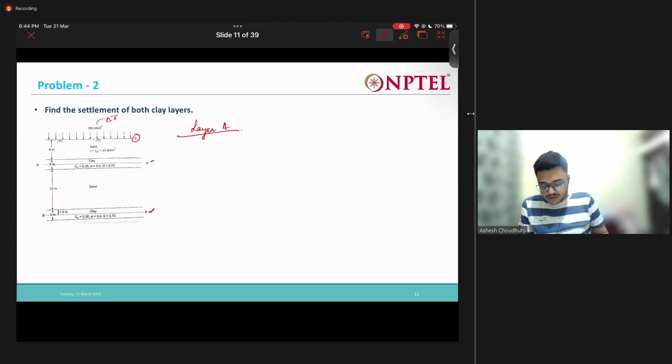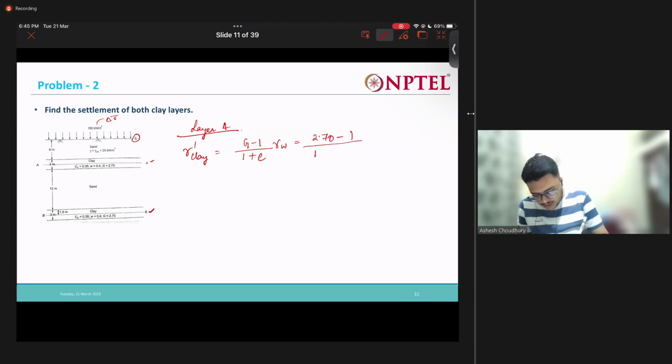What we need to do is find out the submerged unit weight of this clay, so let us find that out first. What is the formula for submerged unit weight, if you can recall? It is (G minus 1) by (1 plus e) into gamma w. G is given to us as 2.7, so 2.7 minus 1 by 1 plus e.